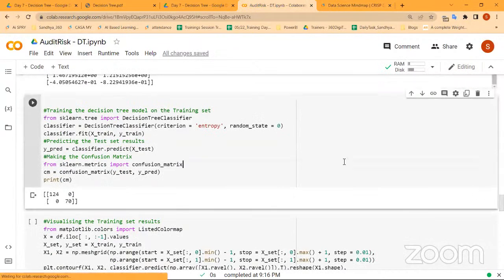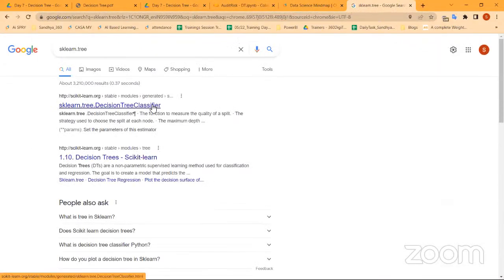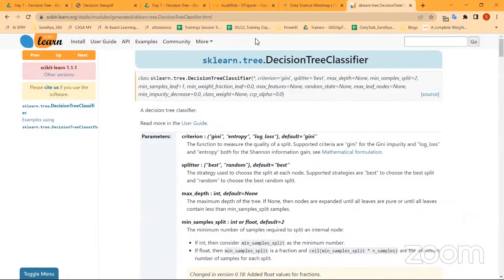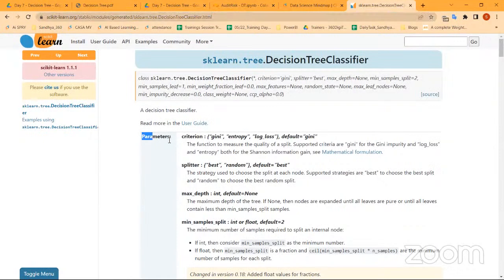And then here we have, friends, the decision tree classifier, which is available in sklearn.tree. We can look into its documentation to understand more about what this decision tree classifier is all about. Let me open the documentation part. You can see here sklearn.tree.DecisionTreeClassifier. This is the official documentation on the scikit-learn website, and you can open this and understand the various parameters in it.